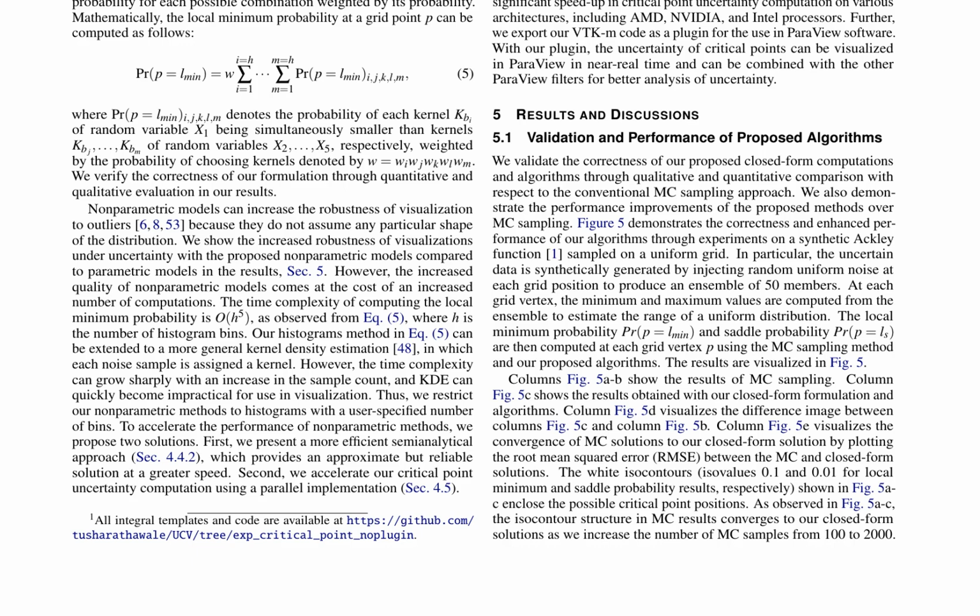A semianalytical solution is also proposed, which provides an approximate but reliable solution at a greater speed. This solution involves drawing samples from the PDF_x1 at a point P and computing the probability of each sample being critical in closed form. The critical point uncertainty code is integrated with the VTK-m software, allowing for embarrassingly parallel computation and optimized access to neighbors. This integration enables significant speedup in critical point uncertainty computation on various architectures, including AMD, NVIDIA, and Intel processors.